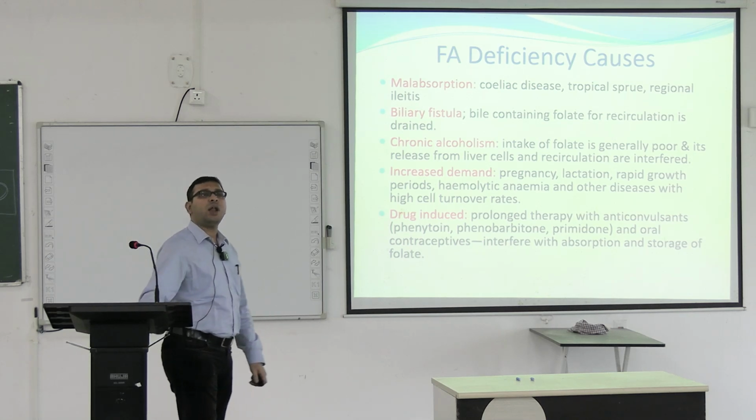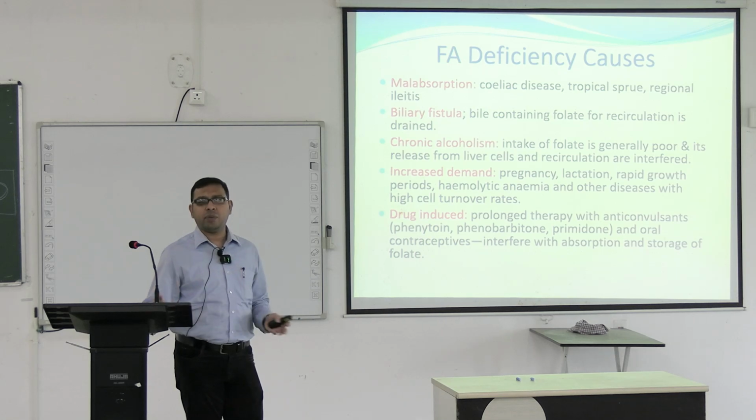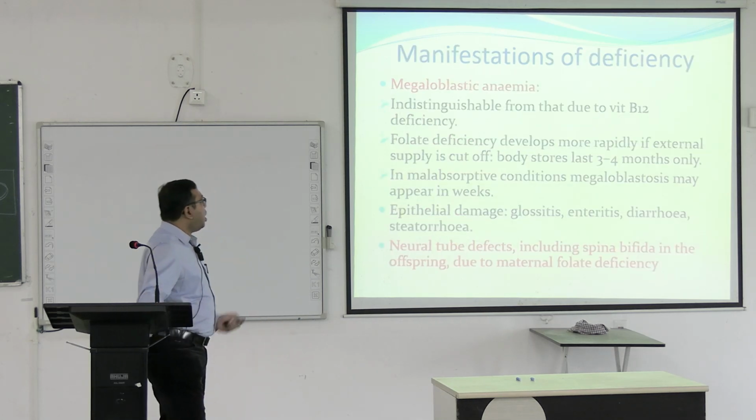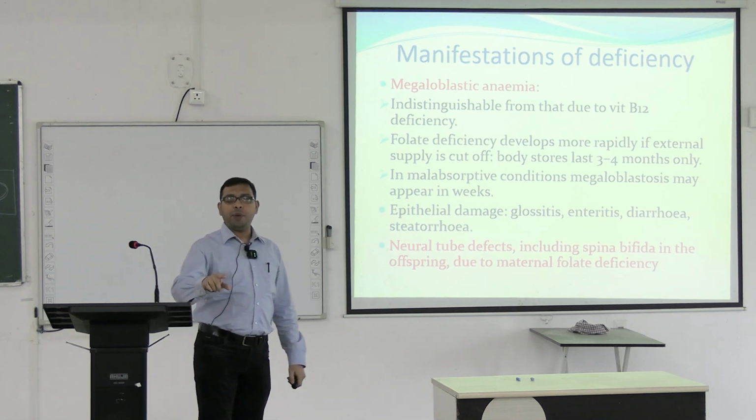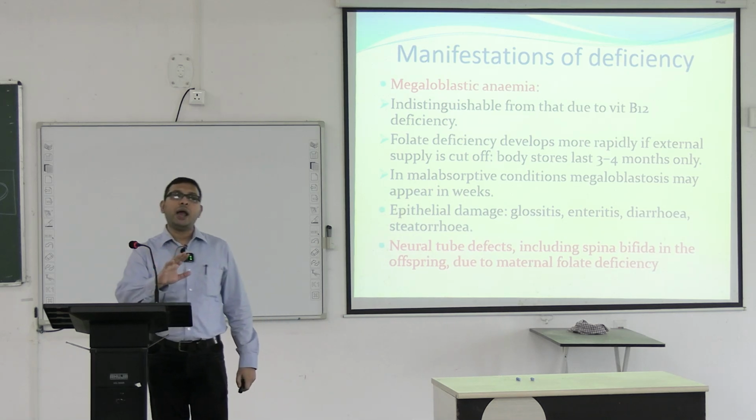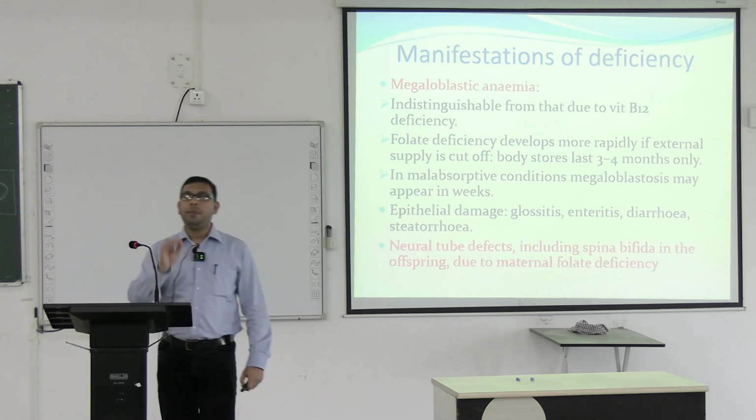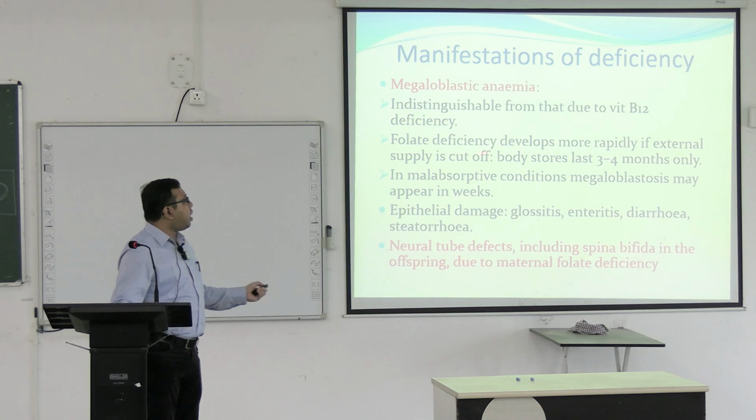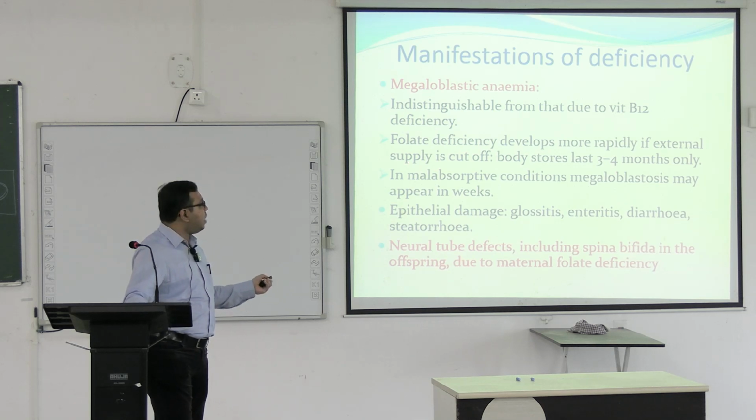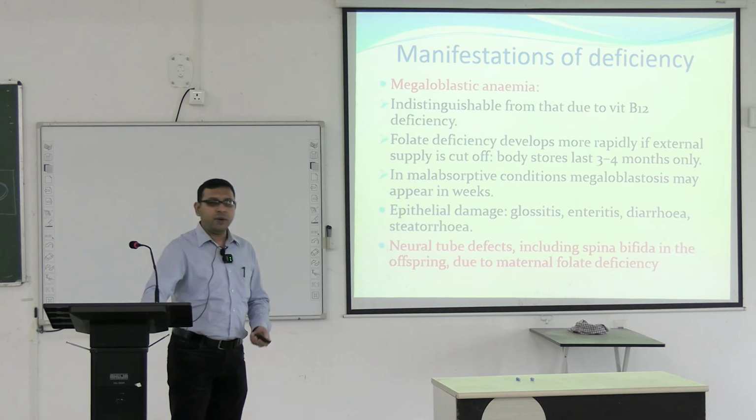Usually nutritional folate deficiency is very rare because folate is ubiquitously present in different types of foods. The manifestation is megaloblastic anemia, similar to that of vitamin B12 deficiency, and basically we cannot distinguish whether the megaloblastic anemia is due to vitamin B12 deficiency or folate deficiency; they are indistinguishable. Folate deficiency develops more rapidly if the external supply is cut off, as body stores last only 3 to 4 months, but this is very rare.